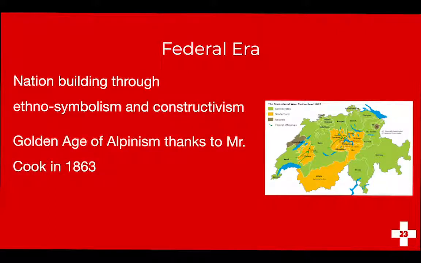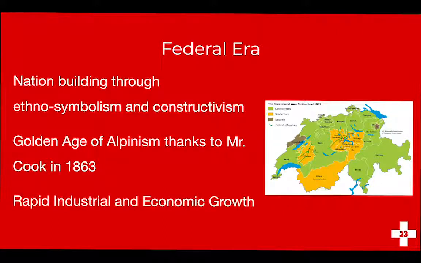There's this British guy named Mr. Cook, and he led to this golden age of alpinism, where he showed throughout Europe that Switzerland was a tourist hotspot for anyone who wanted to go skiing or do alpine or winter adventures. The Swiss really used this alpinism as a national symbol. They were very proud of it, and it became a lot of the symbology. And during this era we had very rapid industrial and economic growth.